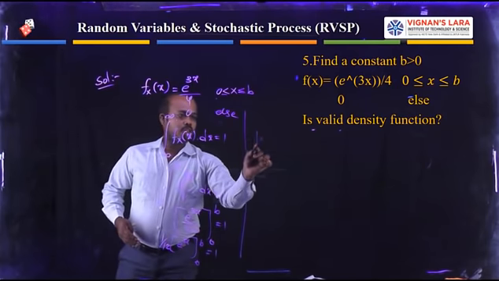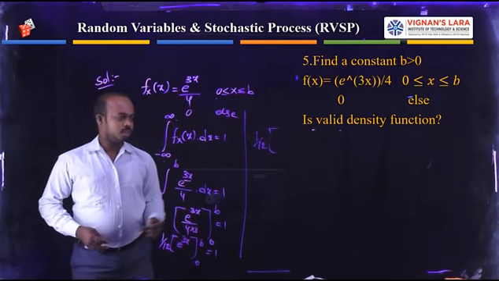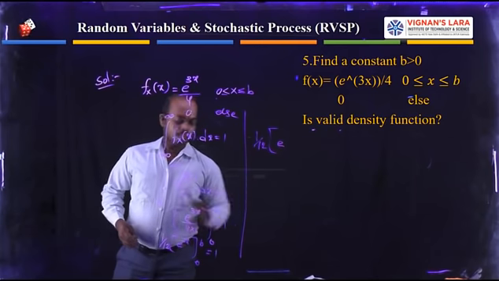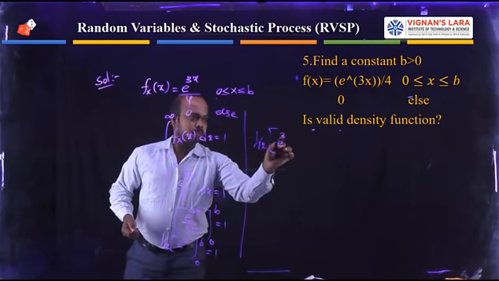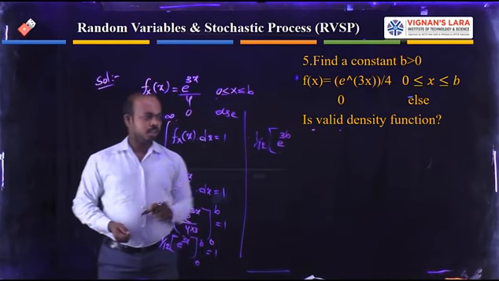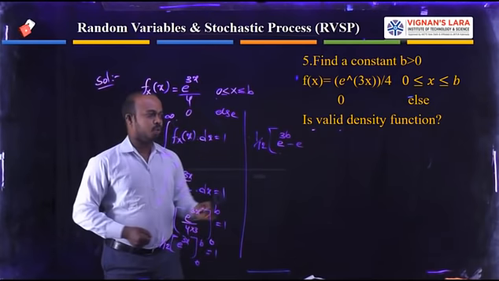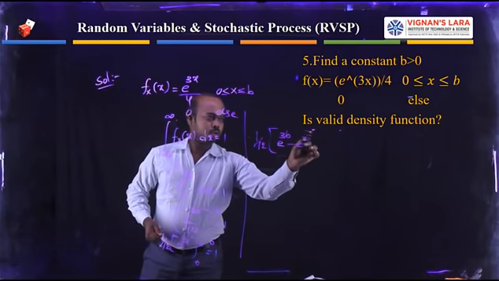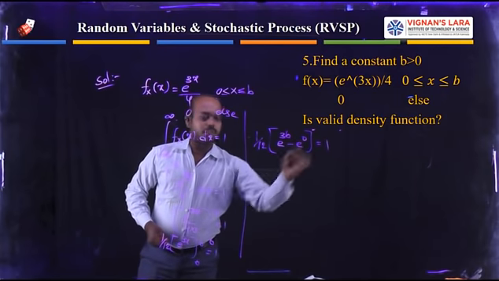Now I am substituting these limits into this function. So it's 1 divided by 12. For the higher limit, I substitute small b in this exponential term, so e power 3b, minus e power 3 into 0. The value of e power 0 is equal to 1.